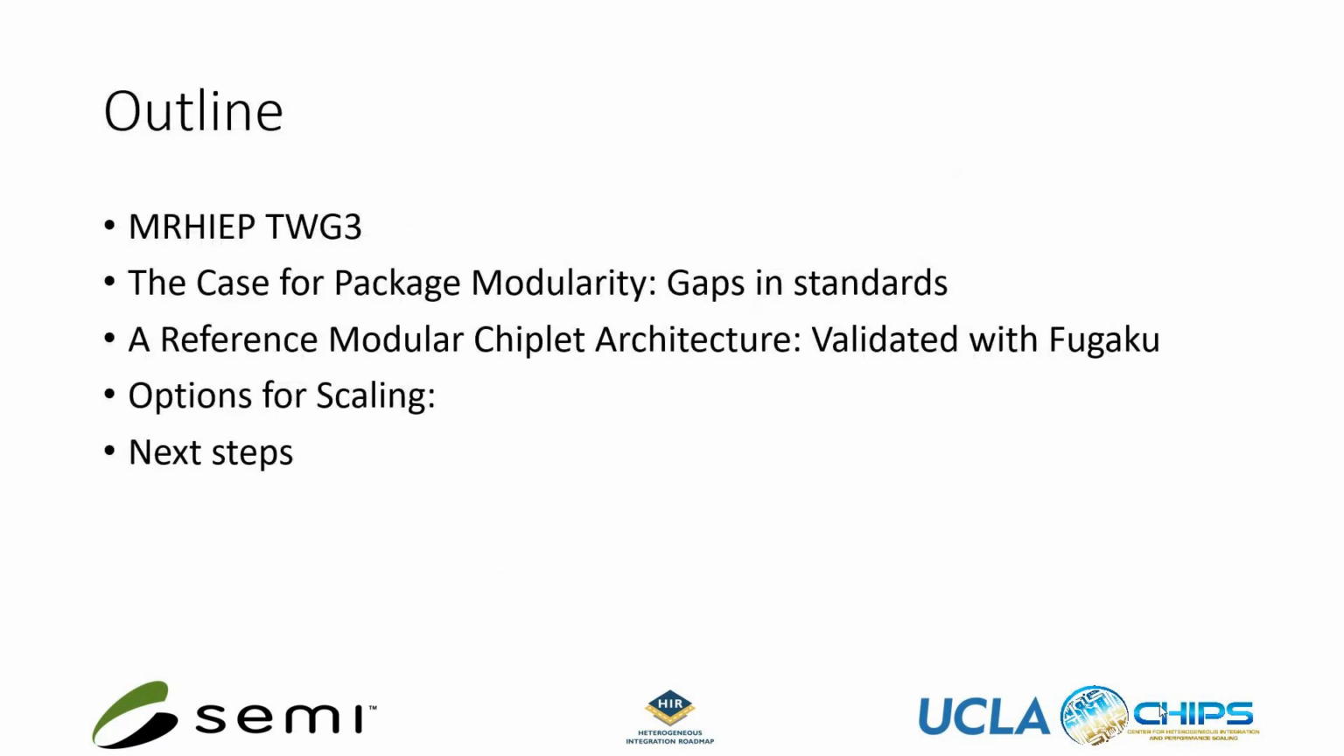So what I'm going to do is talk about the effort a bit, then go into what we're saying is the case for package modularity, then develop a reference modular chiplet architecture based off a modern supercomputer called Fugaku, and talk about options for scaling, and finally where we think this has to go next. As always, please interrupt me at any point, and with any questions. It's much easier than talking into a vacuum. So that's it. Any questions before I move on to the next slide?